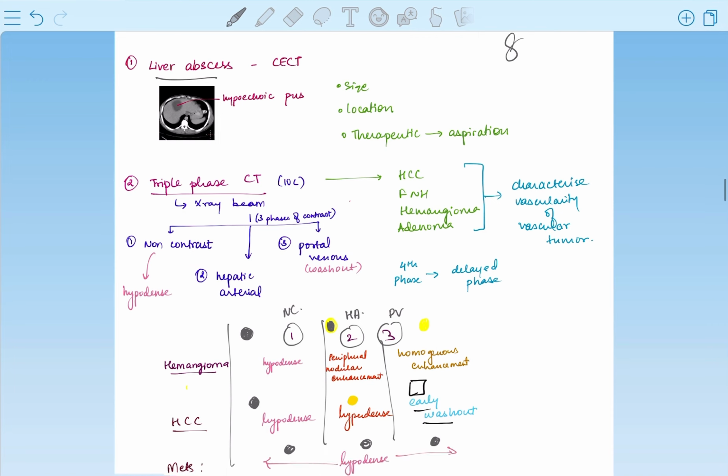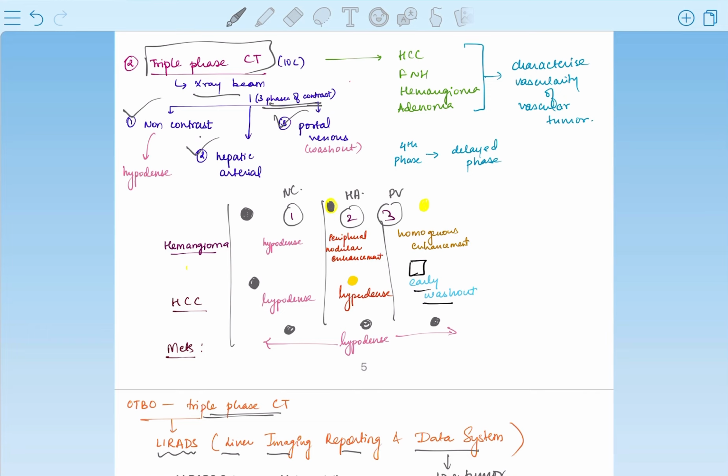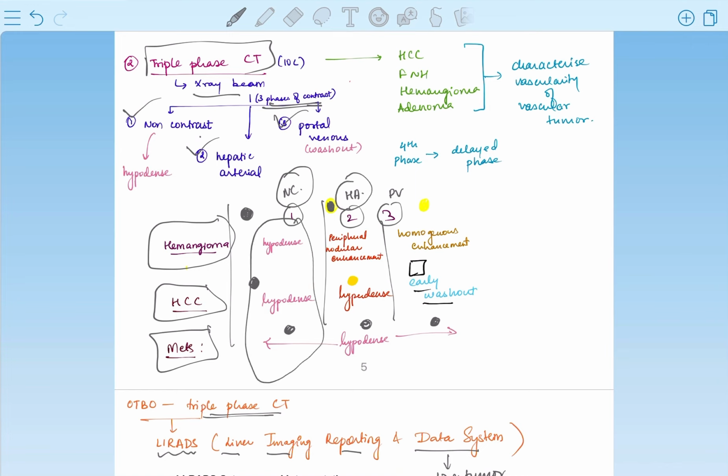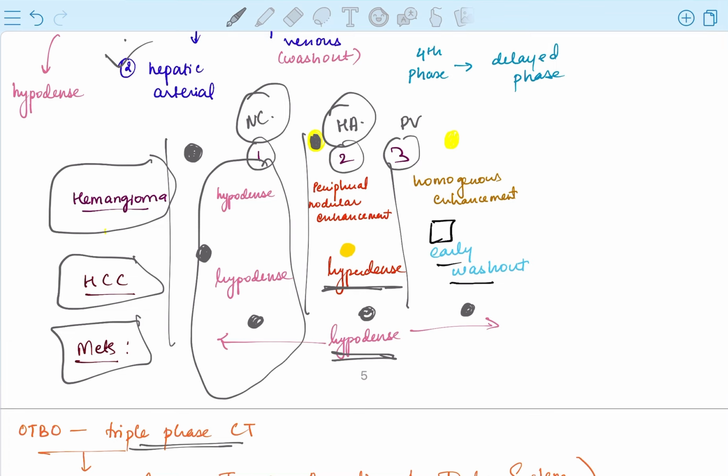For the liver abscess, we saw triple phase CT. Under triple phase, the 3 phases of contrast are seen via a series of X-ray beams, and the phases are non-contrast, hepatic arterial and portal venous phase, and these are the differentiating factors between hemangioma, hepatocellular carcinoma, and metastasis. In the non-contrast phase, all 3 are hypodense, as you can see here. In the hepatic arterial phase, the HCC is hyperdense and metastasis is hypodense, whereas homogeneous enhancement, as you can see, is present in hemangioma in the portal venous phase.